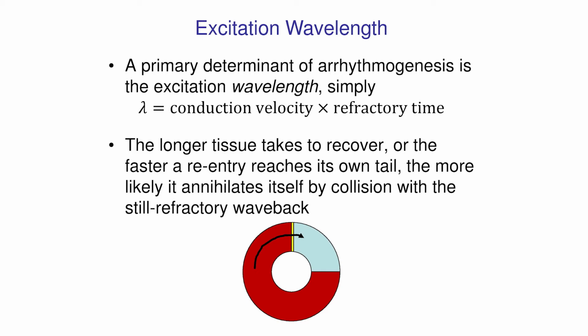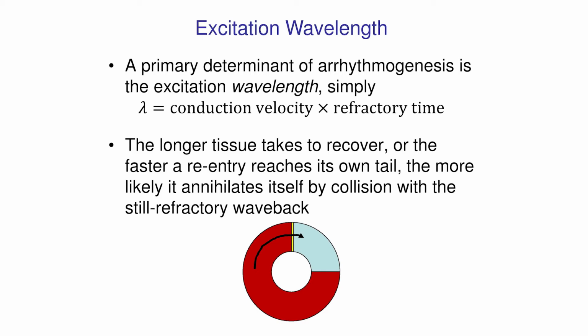So if you look at the picture there, you've got the red, which is the recovering tissue, the blue, which is the excitable tissue. There's a little yellow sliver there, which is the excitation wavefront. That's where it's being excited right at this very moment. And what happens is that yellow part's going to move through the blue, and if it goes too fast, or if the red sticks around for too long, it'll run into the back of the red. And then the excitation is going to disappear because there's no excitable tissue.